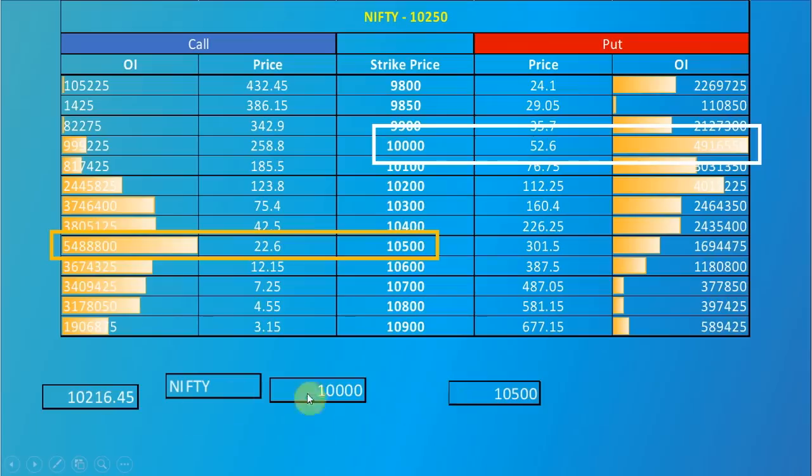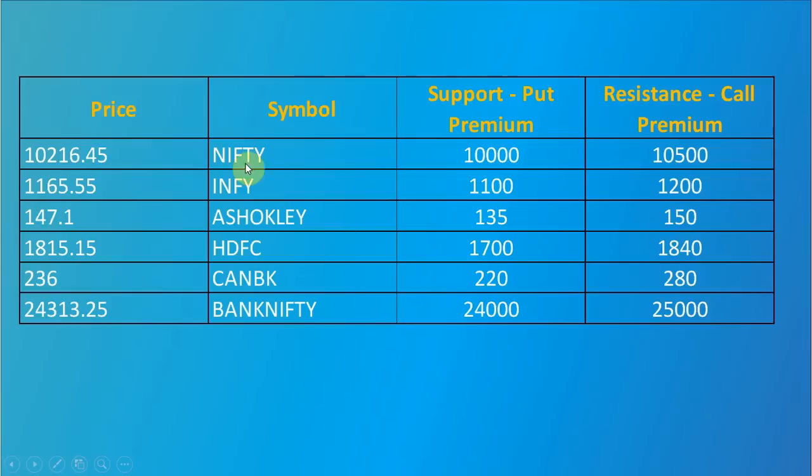So in one single line, you get the key data points. If you want, you can take the prices also. Okay. So next line, I can add Bank Nifty. So in a single table, you can understand like this: Nifty possible support zone, possible resistance zone. Infosys possible support zone, possible resistance zone. Ashok Leyland possible support zone, possible resistance zone. This gives us a better idea to look at the market.